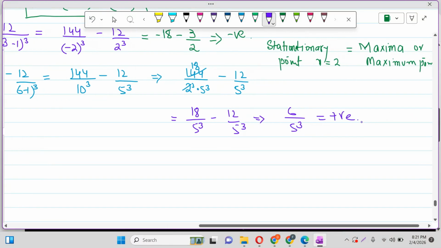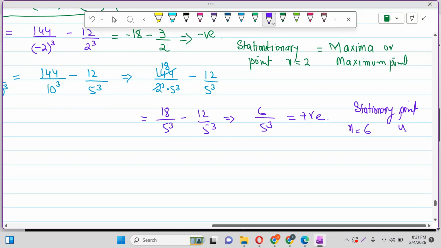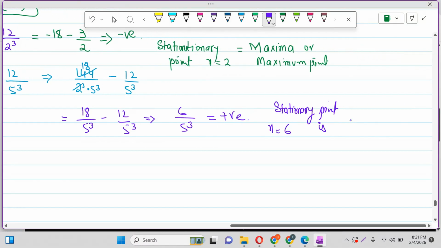So this one is positive. So we can say that the stationary point with x coordinate equal to 6 is, because of this positive value, a minima or minimum point.